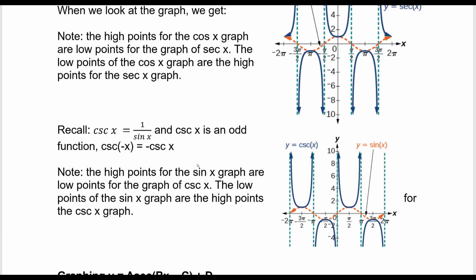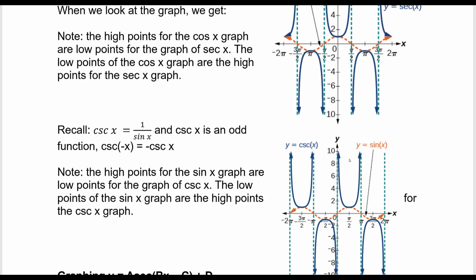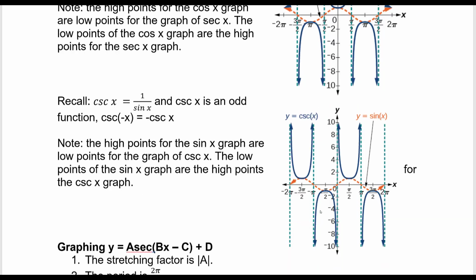Likewise, the cosecant function is just 1 over sine. Cosecant is an odd function, so cosecant of negative x is negative cosecant of x. Again, the high points for sine are the low points for the cosecant, and the low points for sine are the high points for the cosecant. So it's very much like the graph of the secant, but just shifted. Sine is 0 at 0, pi, 2 pi, negative 2 pi, so that creates asymptotes for the cosecant function.